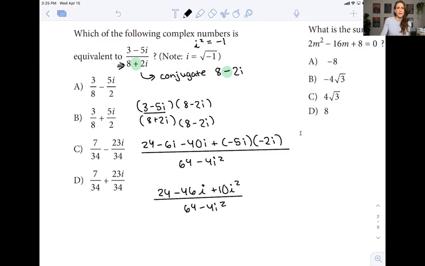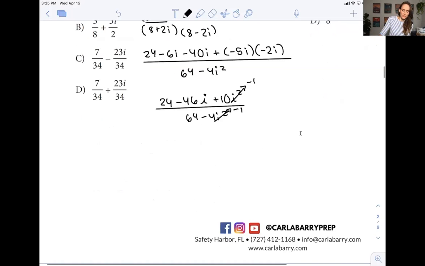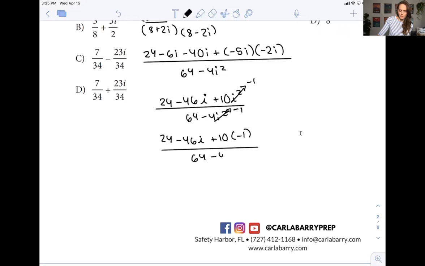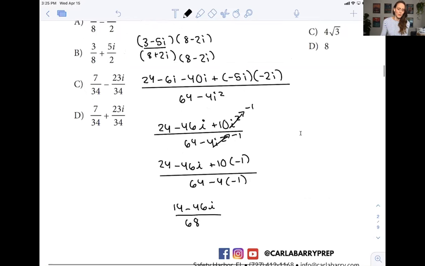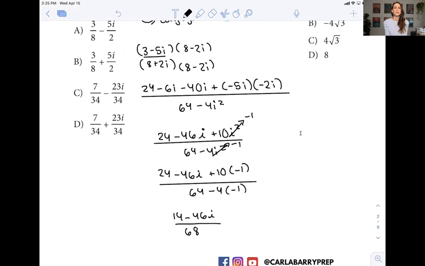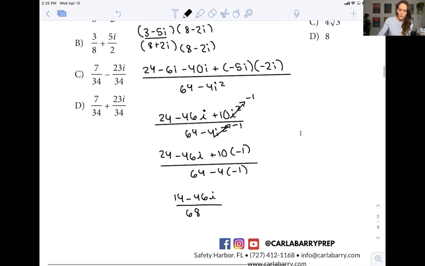So once we have this, I can change my i squared to a negative 1 factor. That's how I like to note that. So then I would have 24 minus 46i plus 10 times negative 1, all over 64 minus 4 times negative 1. And when I simplify that, I'm going to have 14 minus 46i all over 68. When I look at my answer choices, I can see none of my answer choices match, right? So I have to go a step further and reduce this fraction. Both my numerator and denominator can be divided by 2. And that's going to be 7 minus 23i all over 34.